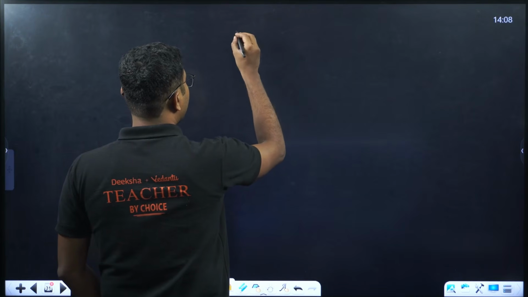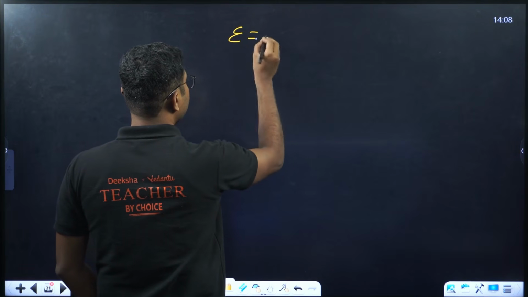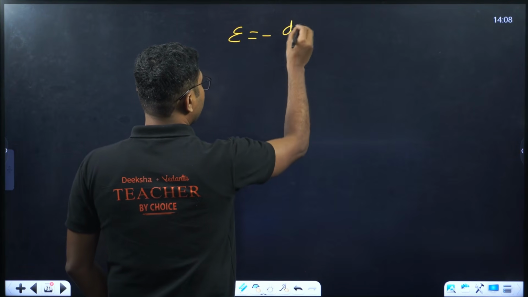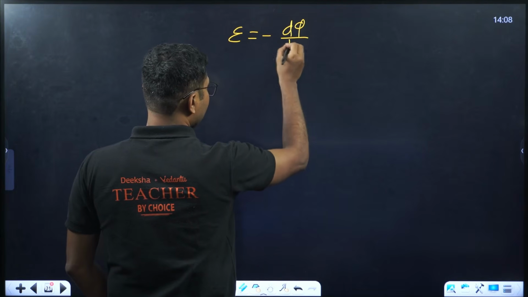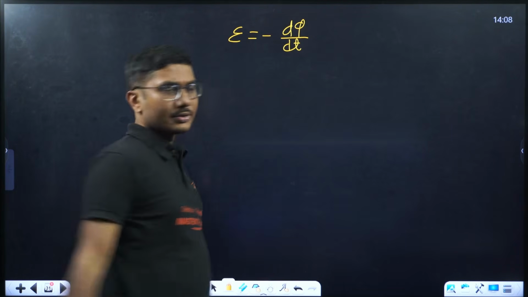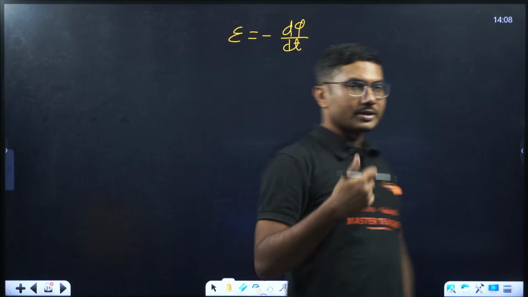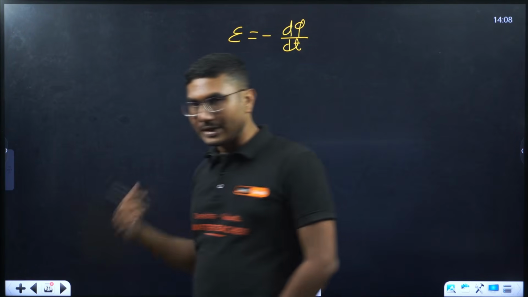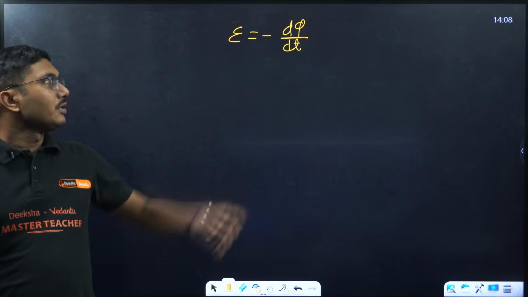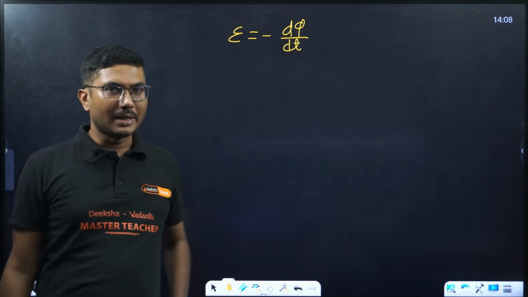Faraday's law says that the induced EMF is always minus d phi by dt. Here it is only one wire, so we are not using any n over here. If it is a coil or something, the number of turns is n, then we use n. There is no n, so you just use d phi by dt.